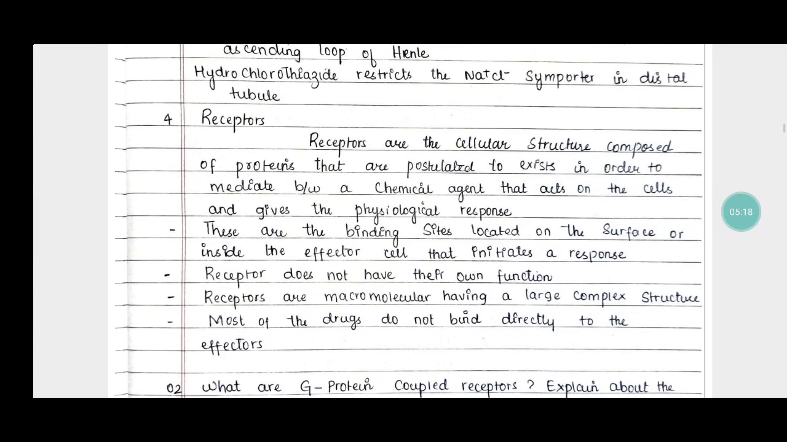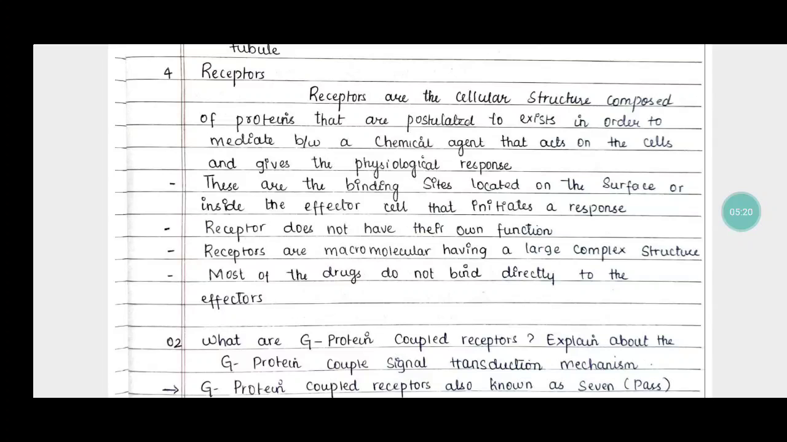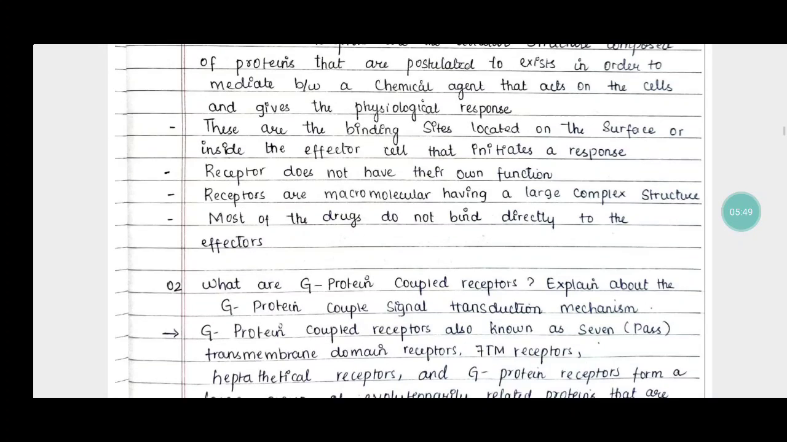Where number 4, that is receptor. The receptors are cellular structures composed of proteins that are postulated to exist in order to mediate between a chemical agent that acts on the cells and the physiological responses. Receptors do not have their own functions, and receptors are macromolecules having large complex structures. Most of the drugs do not bind directly to the effectors.